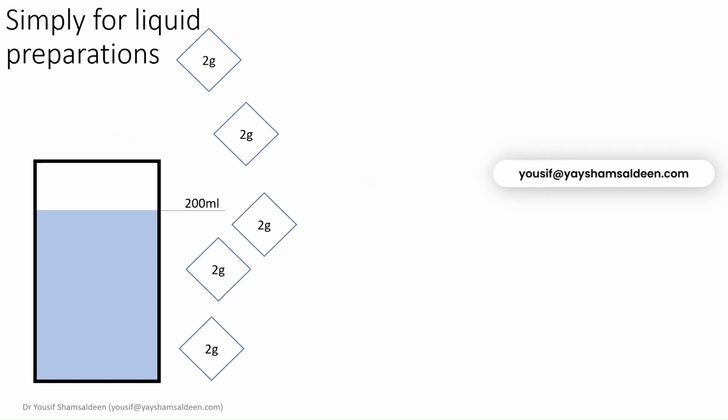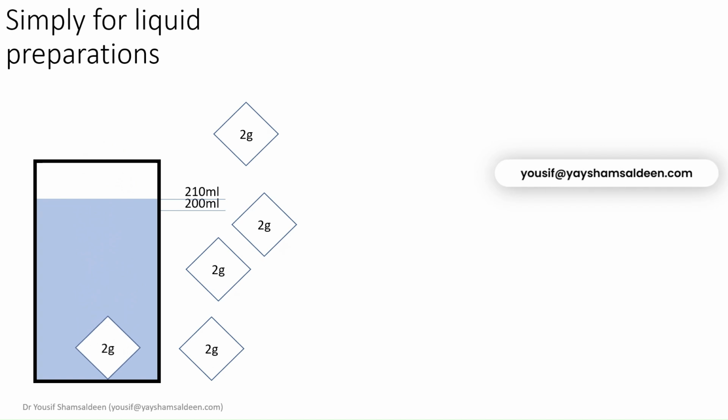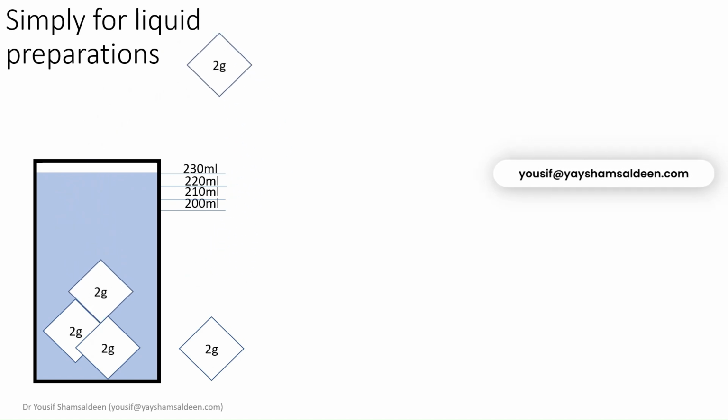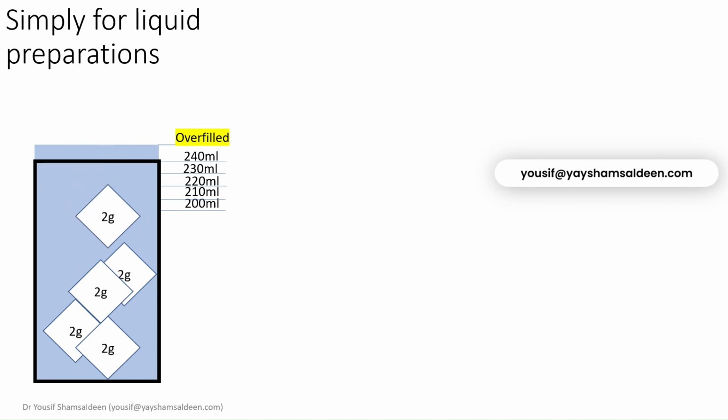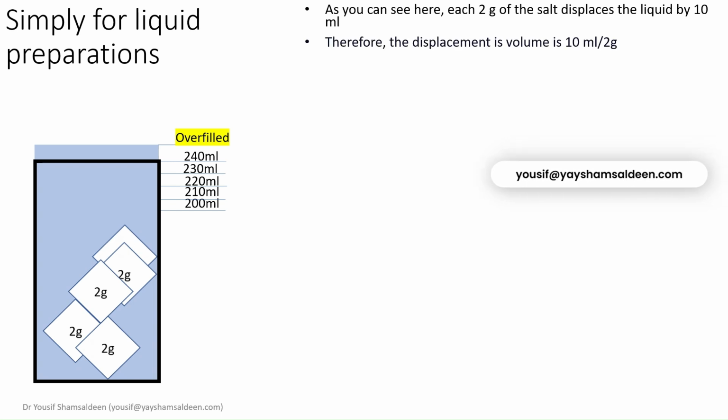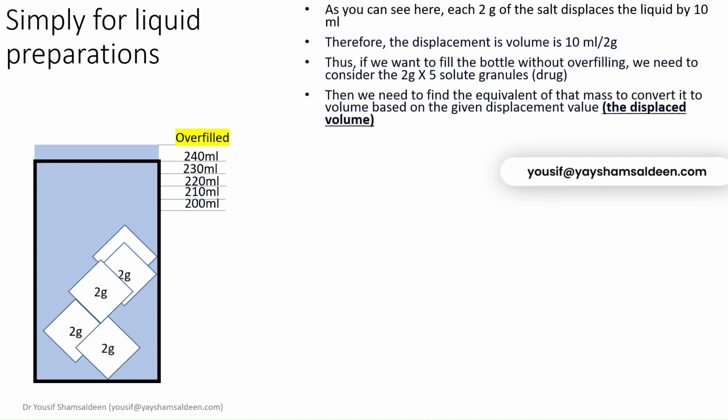Let's take this scenario. We have 200 milliliter solvent being added with 2 grams beads, and as you can see, each 2 gram is displacing the solvent by 10 milliliter. Now, if we don't consider the displacement volume, this will lead to overfilling and, of course, inaccurate concentration. Based on this scenario, each 2 gram is displacing the solvent by 10 milliliter. So the displacement volume is 10 milliliters per 2 grams.